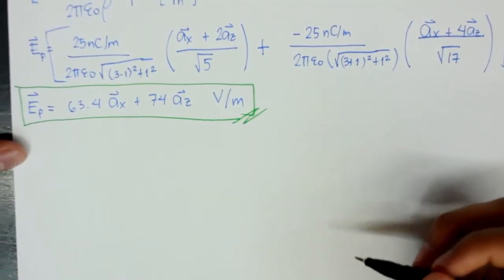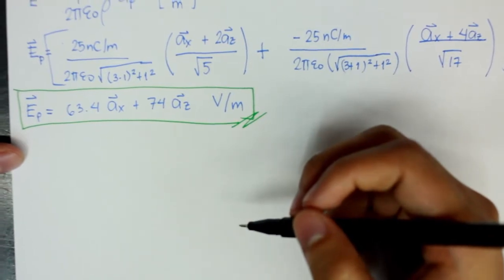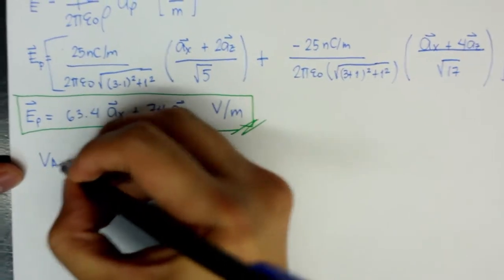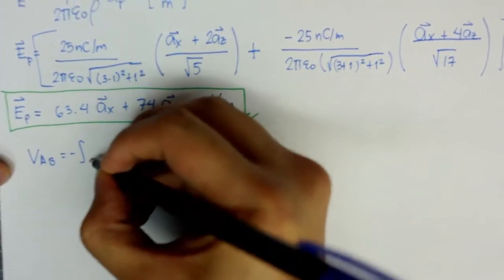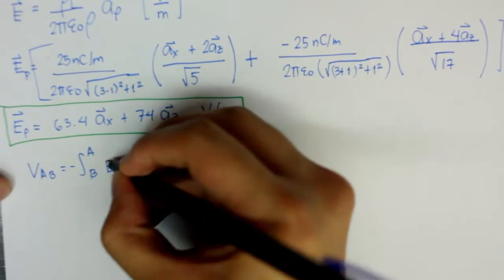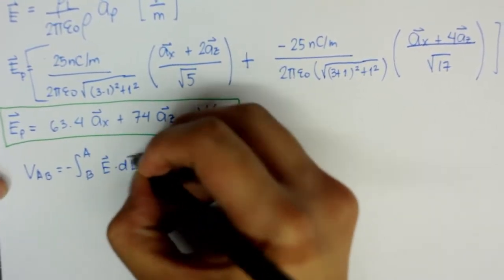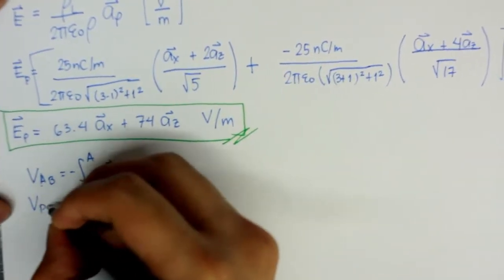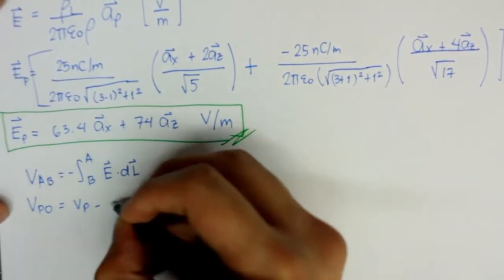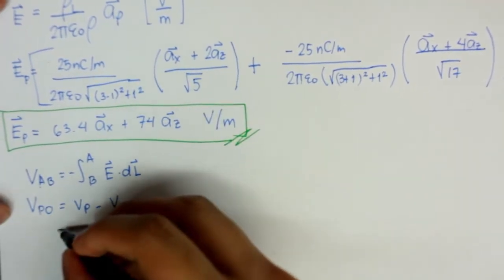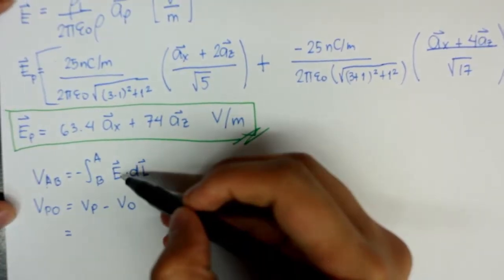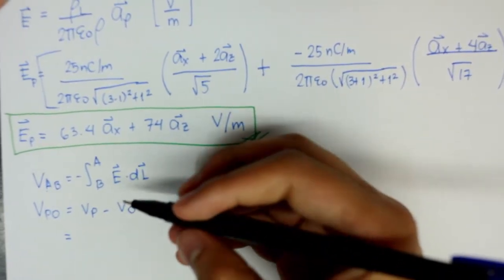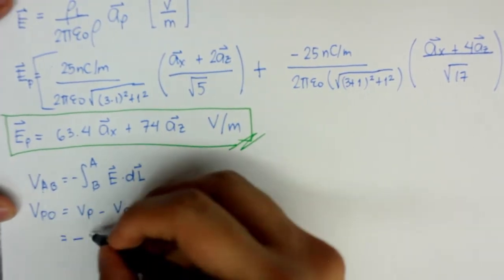Now let's find the potential at point P given that V equals 0 at the origin. The formula for potential difference, as we know, is the line integral of the electric field dot dl from B to A. So at point P, say V_PO equals V_P minus V_O. Our electric field has contributions from the positive line charge and the negative line charge. So, by superposition, we can combine them.